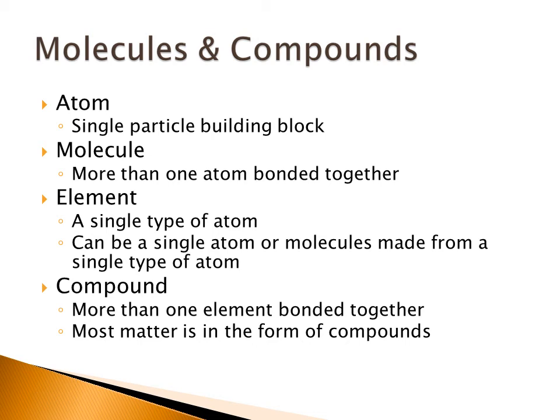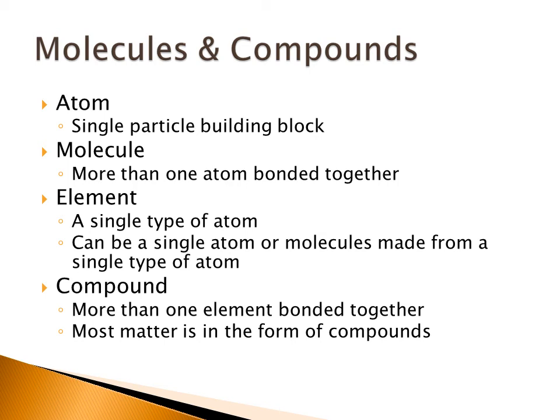One atom is a single particle building block. Now, if we have more than one atom bonded together, we have what's called a molecule. An element is a single type of atom, and it can be one single atom, or it can be molecules that are made from a single type of atom. For example, you can have one oxygen atom, or you can have two oxygen atoms bonded together. It's all still elements because you only have one type of atom.